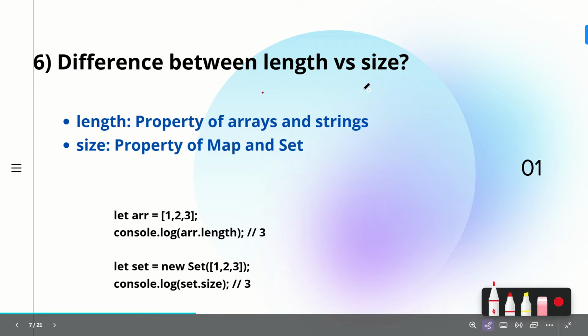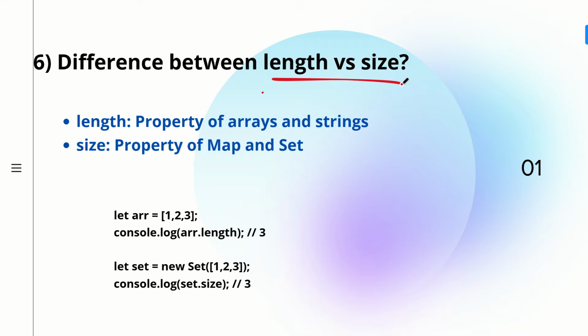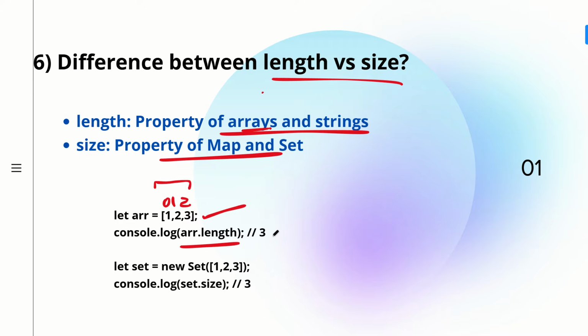What is the difference between the length keyword and the size keyword, and when do you use them? So the length property is useful to get the length of arrays and strings. It is a property useful with arrays and strings, and size is useful with map and set. For example, here we have an array named ARR, and then you write console.log ARR.length. You will get a length of 3 because there are 3 elements here. In an array the index starts with 0, but in total the elements are 3, so you get 3.